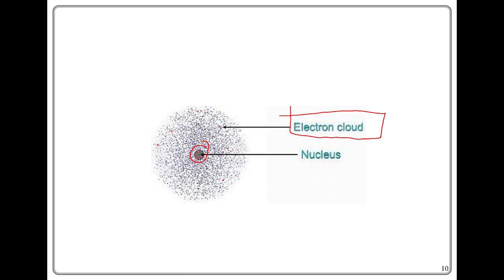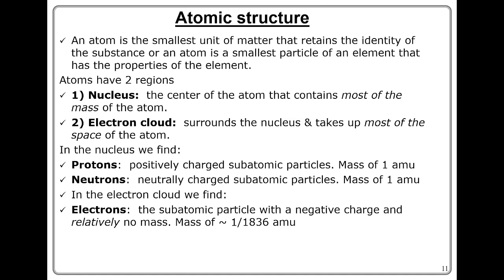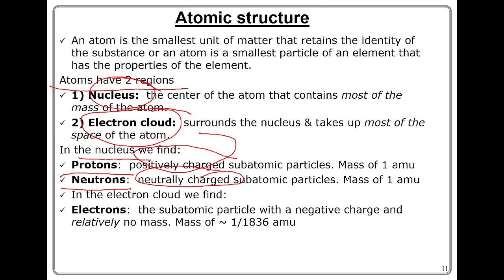That just leaves an electron cloud. So with what we've looked at, what parameters do we understand? We now know that an atom has two regions: the nucleus in the center and the electron cloud about the nucleus. In the nucleus there are two subatomic particles, a proton and a neutron. A proton is positively charged and a neutron is negatively charged. Both of them have one atomic mass unit each.